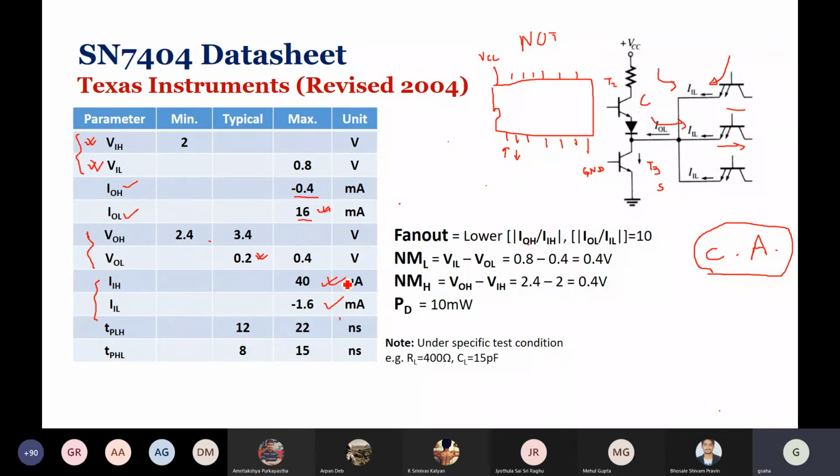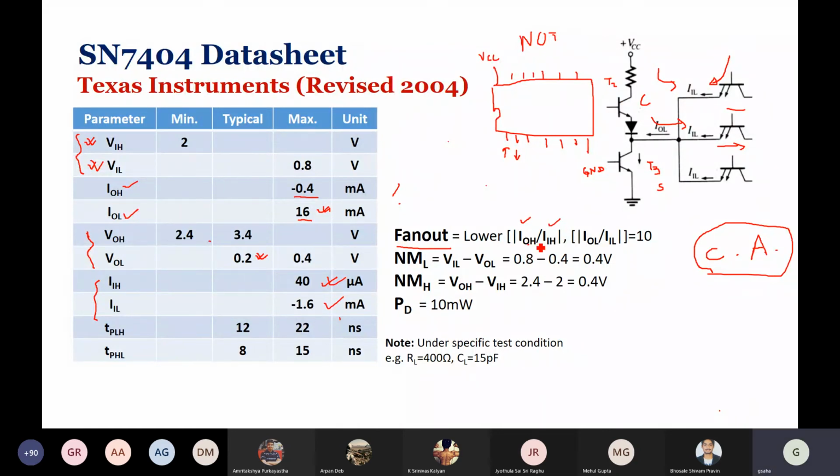So earlier we calculated fan out by some means. We can calculate it by following that particular route also. Otherwise, if we have this data sheet available to us, then we can calculate fan out, that is the number of similar such devices we can connect. We shall see how much current it can deliver when the output is high and how much each of the loads is asking.